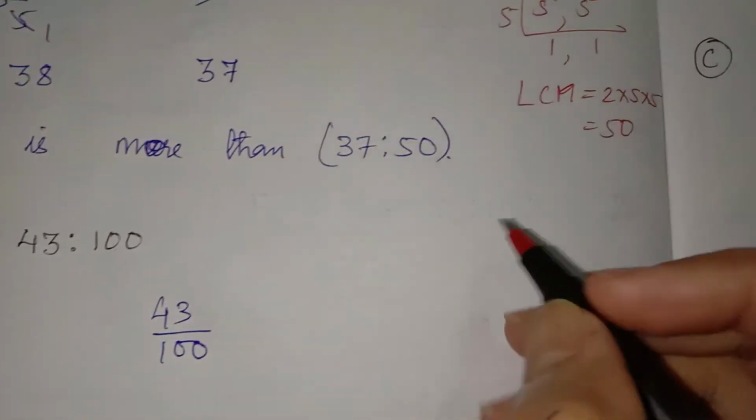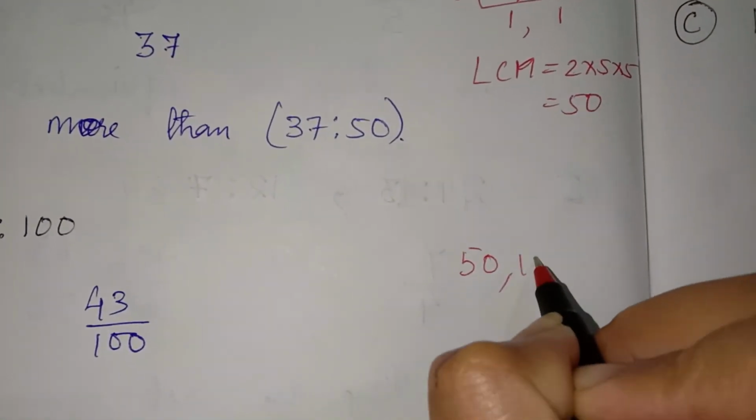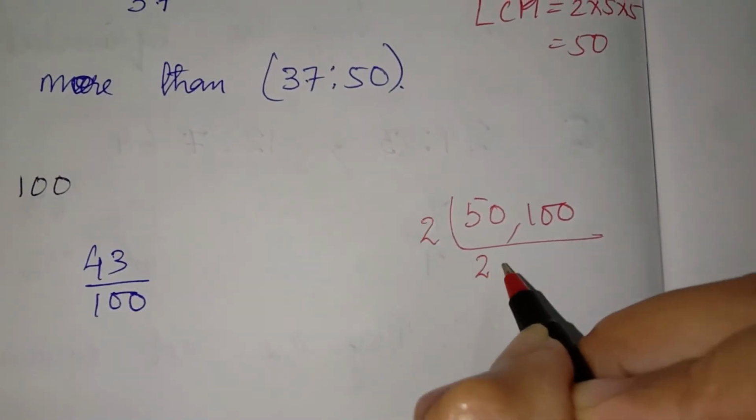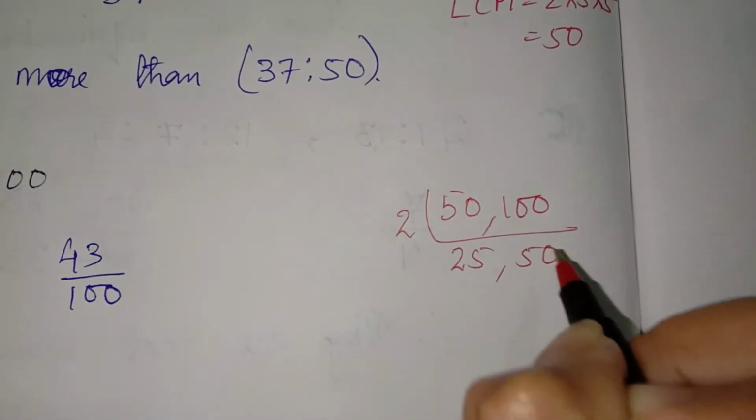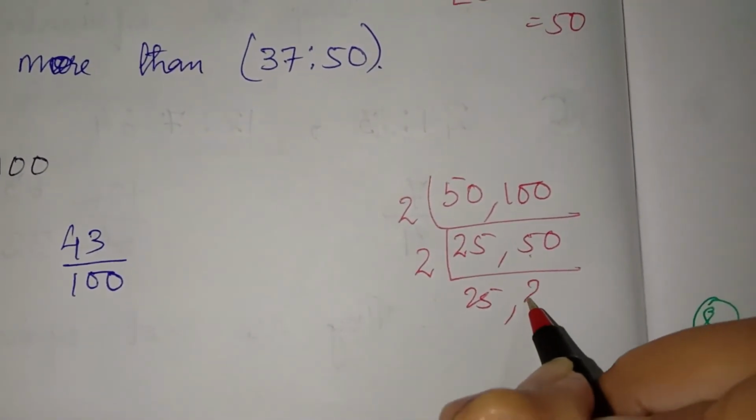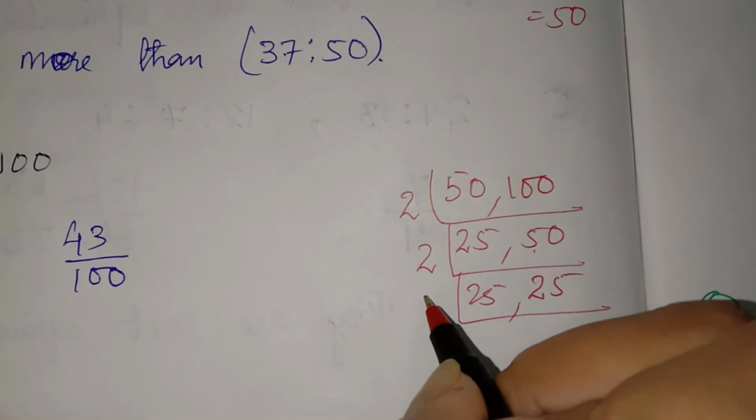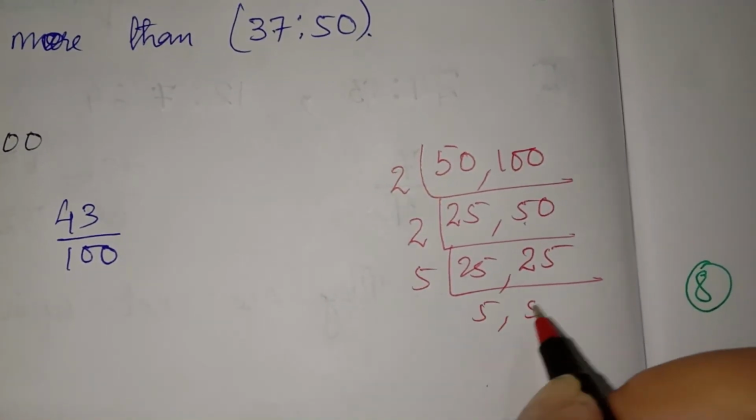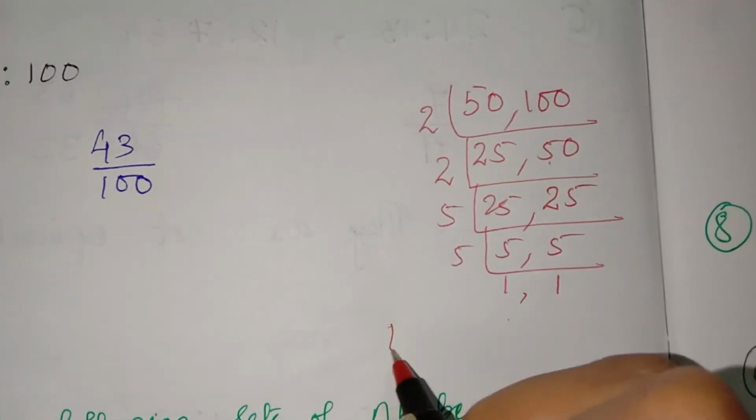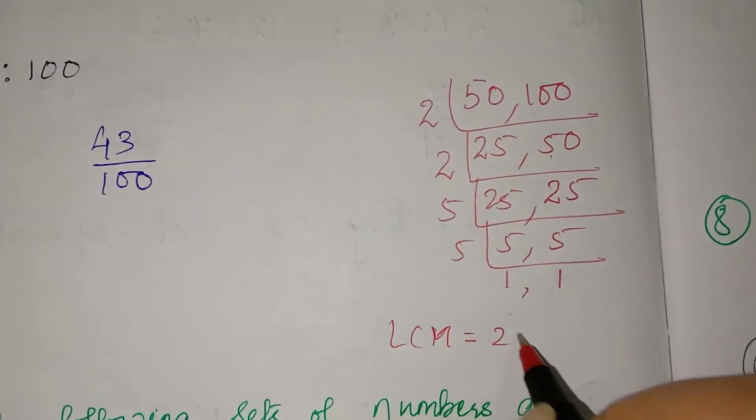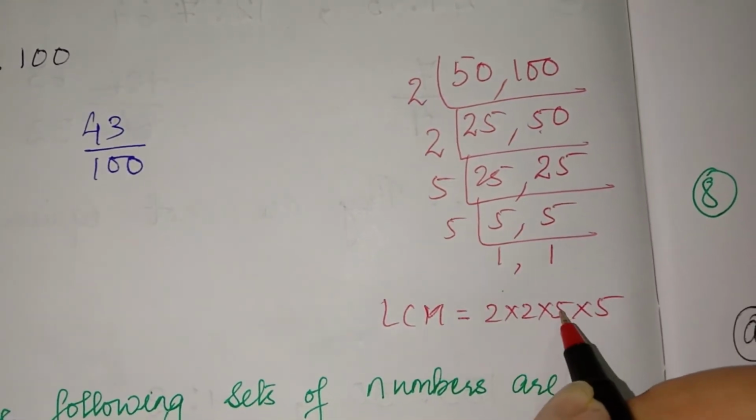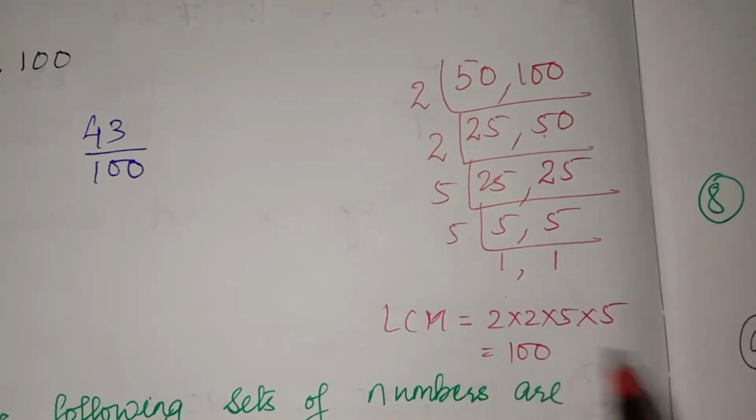Another question is 21 by 50 and here 43 by 100. We have to find LCM of 50 and 100. We'll do with 2. 2 25s are 50, 2 5s are 10, 0. We'll do with 2 again. 2 2s are 4, 2 5s are 10. Now 5 5s are 25, 5 5s are 25, 5 1s are 5, 5 1s are 5. So LCM is 2 into 2 into 5 into 5. 2 2s are 4, 4 5s are 20, 20 5s are 100.